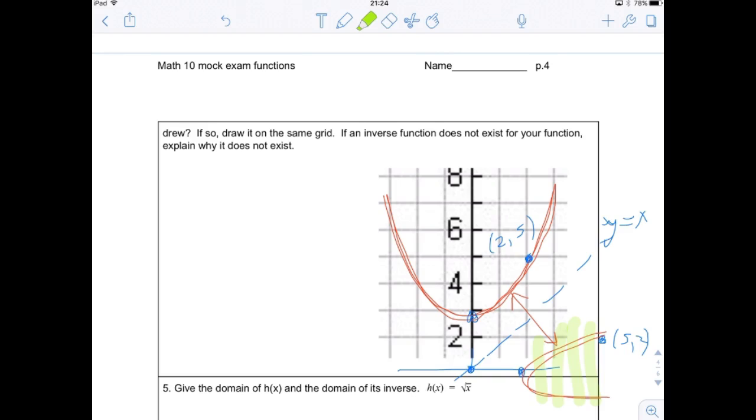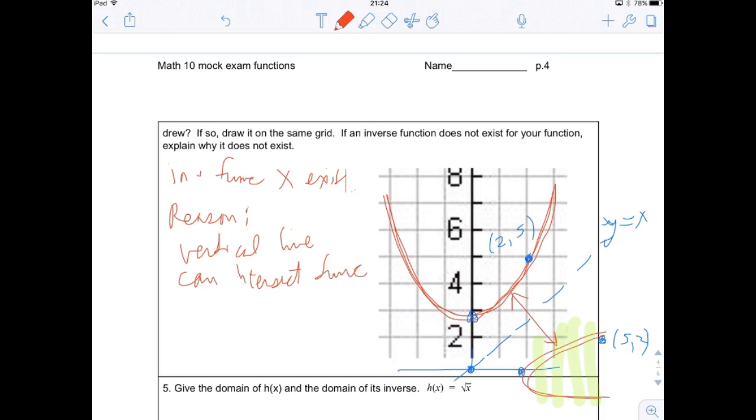So, for my function here, the inverse function does not exist, and the reason why is because a vertical line can intersect the function twice.